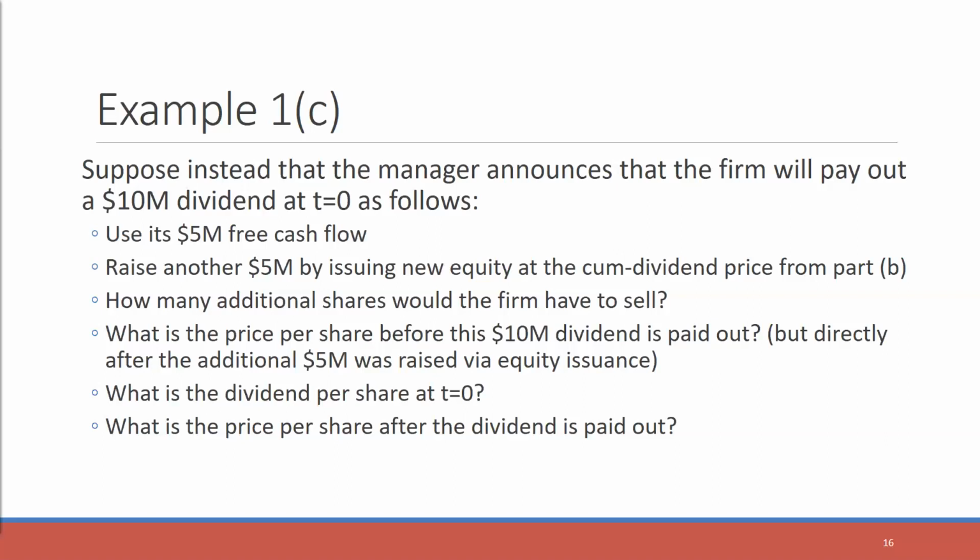What is the dividend per share at time t0? So how do we find the dividend per share at time t0? The way that we'll solve this is, again, we'll ask ourselves, how much is the firm actually going to issue in dividends?